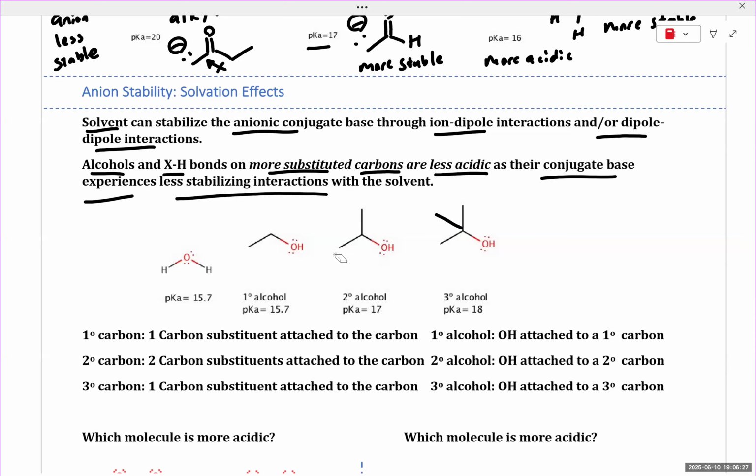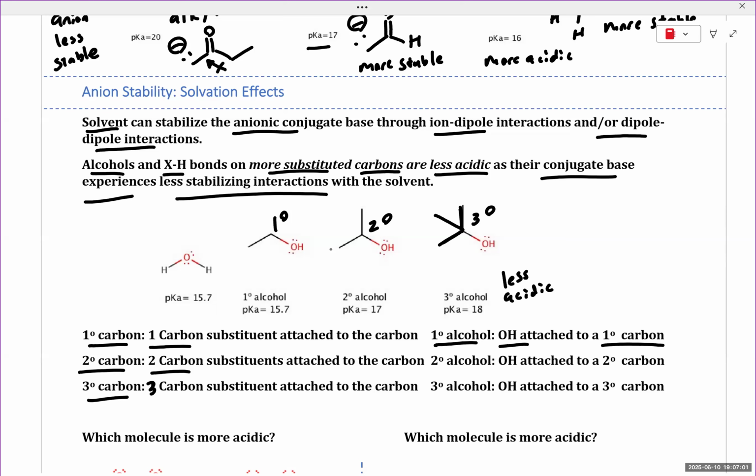These names are derived from the number of substituents attached. So in this case, a primary carbon has one carbon substituent. A primary alcohol is an alcohol attached to a primary carbon. A secondary carbon, two substituents. Tertiary carbon, we have three carbon substituents. So this would be a primary alcohol, secondary alcohol, and tertiary alcohol. And as we can see, the tertiary alcohol is less acidic.